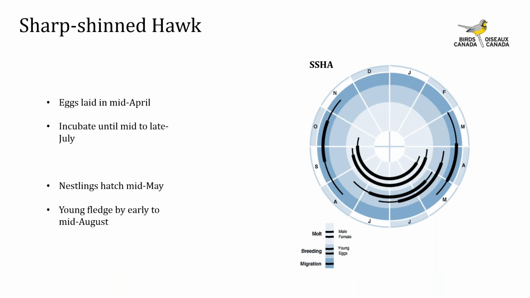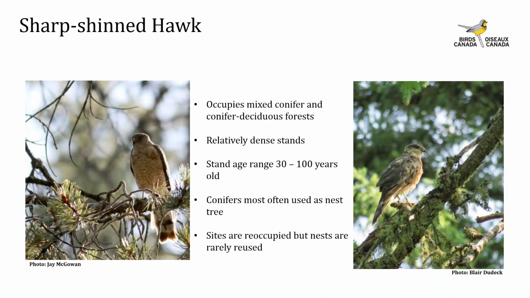So we'll move on to the sharp-shinned hawk now. The earliest sharp-shinned hawk eggs are laid mid-April, and incubation will extend until mid to late July. The earliest nestlings hatch in mid-May, and all young will have fledged by early to mid-August. So they will occupy mixed conifer and conifer-deciduous forests that have a relatively dense stand. Those stand ages range from 30 to 100 years old.